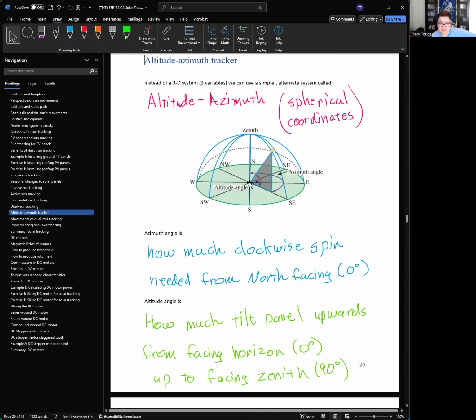Altitude angle is looking at the horizon and then aiming up by a certain degree. So we look at the horizon and we aim up, and we could go from 0 degrees where we're literally facing the horizon all the way to 90 degrees where we're looking straight up. And there's a variation between 0 degrees and 90 degrees, okay? So those are your 2 angles.